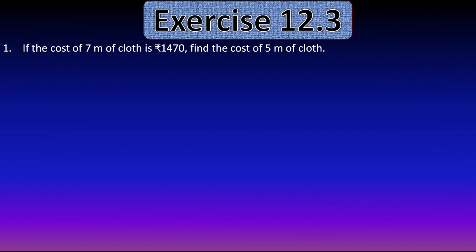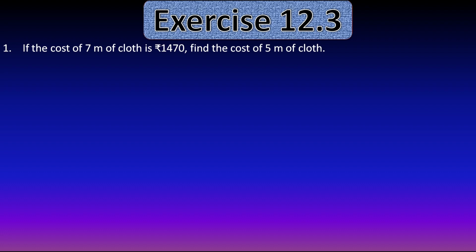Here this is the first question. If the cost of 7 meter of cloth is rupees 1470, find the cost of 5 meter of cloth. Now here listen carefully. Here they have told us the cost of 7 meter of cloth and they have asked us to find out the cost of 5 meter of cloth. So in such situations what we have to do, we have to find the cost of 1 meter of cloth first. And then we can multiply that cost with 5 to get the cost of 5 meter of cloth.